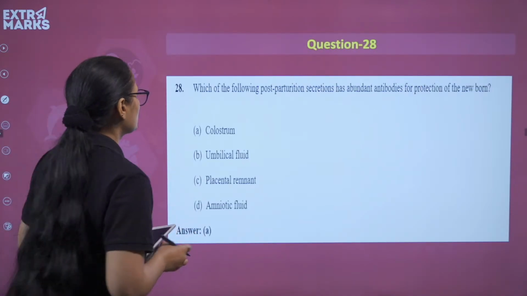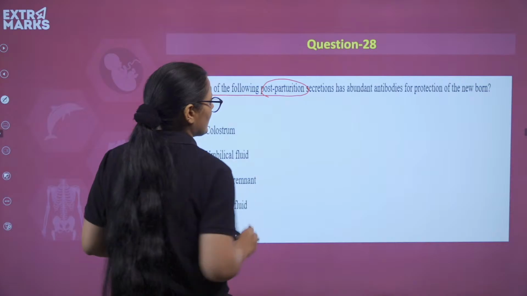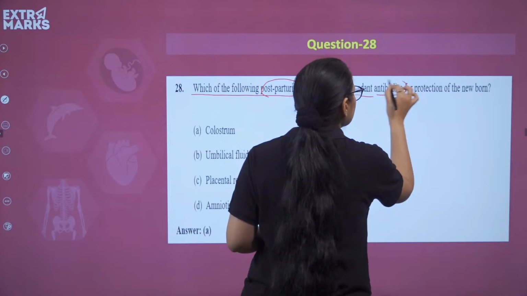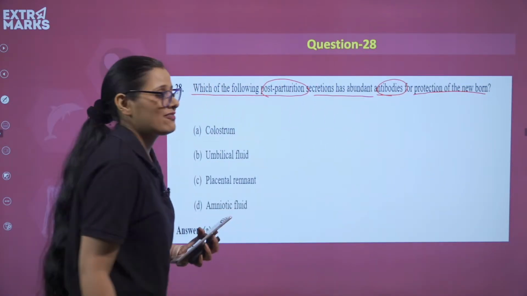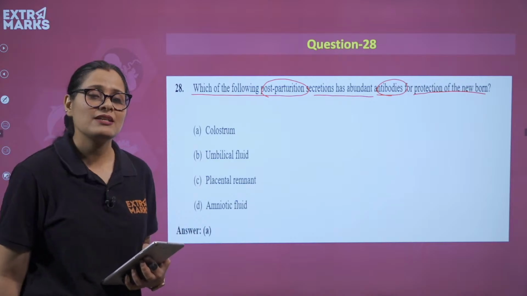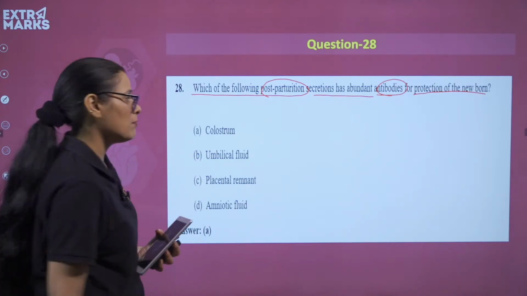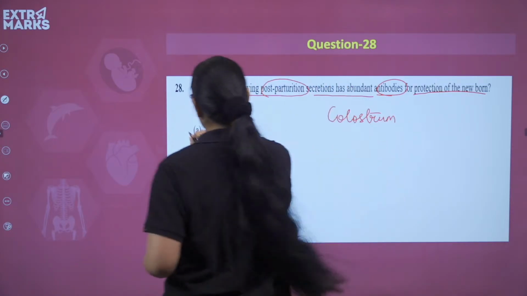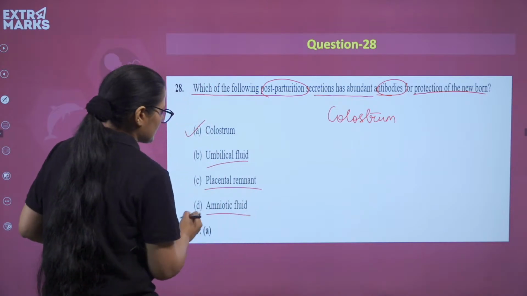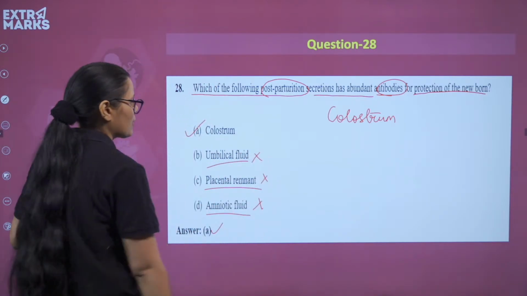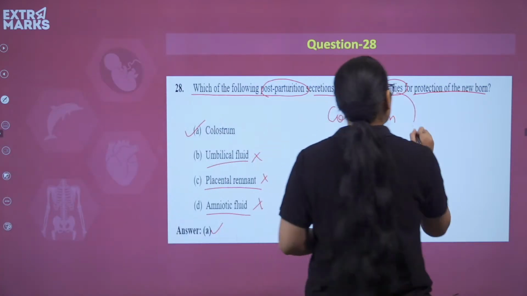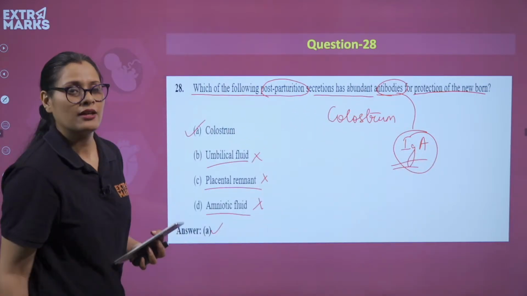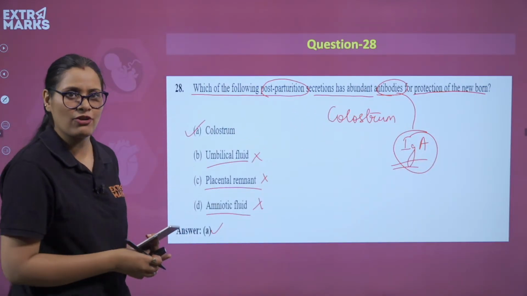Next question is question 28 that says which of the following post-parturition secretions, that happen after childbirth, has abundant antibodies for protection of the newborn, and we know that would be the release of colostrum in the lactating mother. So that would be your colostrum. So answer is option A. Umbilical fluid, placental remnant, amniotic fluid are incorrect options. Your colostrum has abundant antibody, which is IgA. This is another question that comes in your NEET. So another possible question that could be framed from this topic.